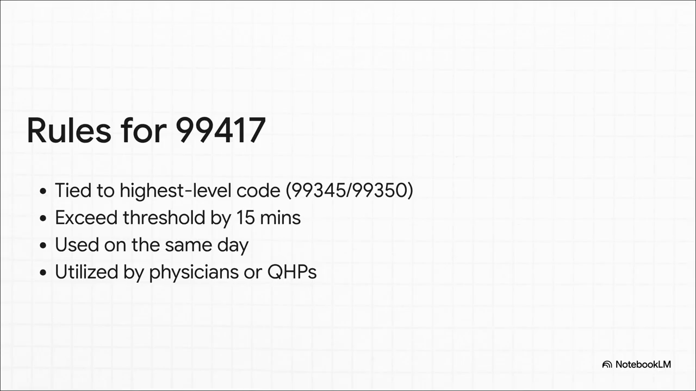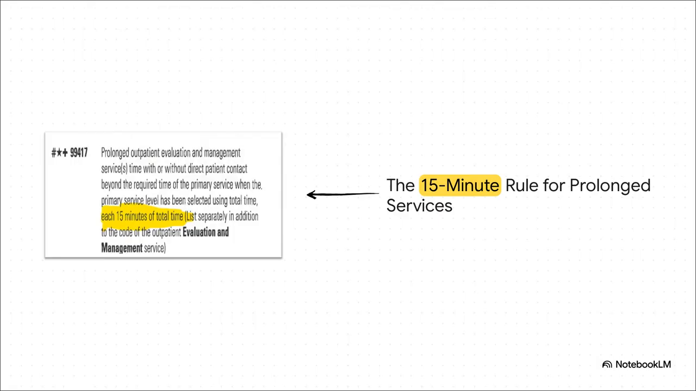Third, it has to happen on the exact same day. And lastly, only physicians or qualified healthcare professionals can use it. This snippet perfectly captures the essence of 99417. It's strictly for, quote, each 15 minutes of total time beyond the required time of your primary service. Since it's an add-on code, you're always going to list it separately on your claim, right below that primary E/M code.